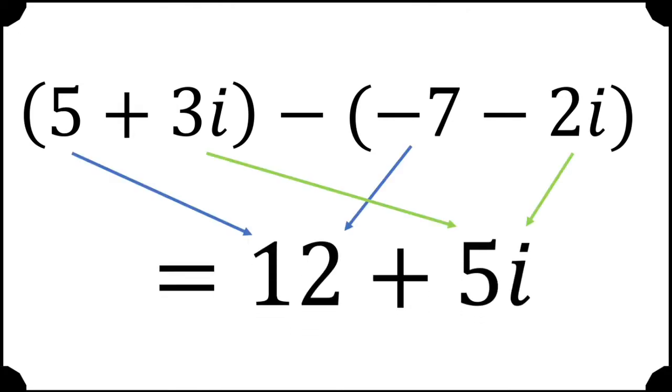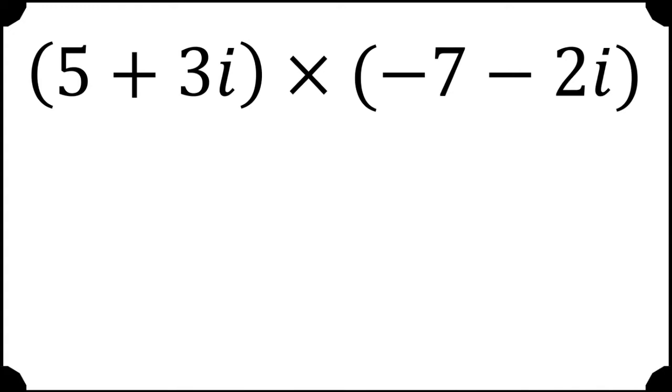Now, for multiplying, it's basically binomial expansion, so it's pretty simple. All we do is multiply the first term in the first complex number by both terms in the second complex number, and add the product of the second term in the first complex number to the two terms in the second complex number. Don't understand? Let me show you. 5 plus 3i multiplied by -7 take away 2i would be written as 5 times -7, which gives -35.